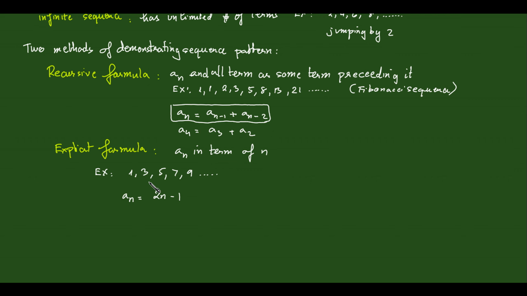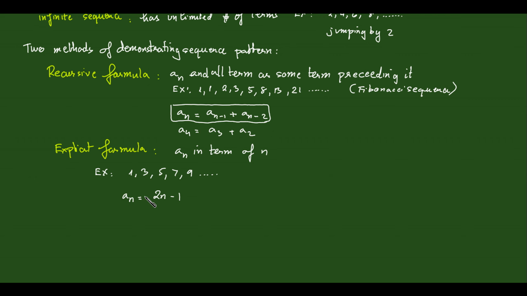You can look at that. The second term will be 2 times 2 is 4, 4 minus 1 is 3. And the third term, a3, will be 3 times 2 is 6, 6 minus 1 is 5. So this is a very easy sequence, that's why you can get the explicit formula easily.